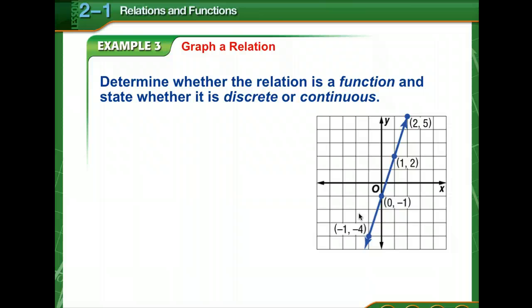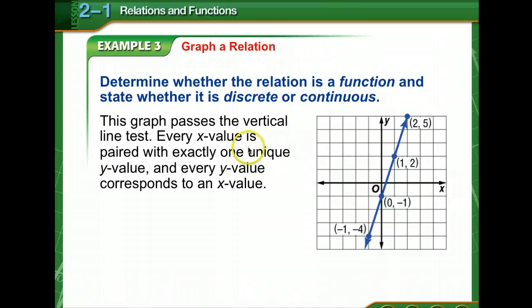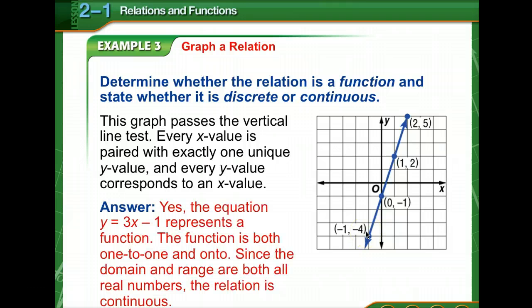Determine whether the relation is a function and state whether it is discrete or continuous. Well, this graph passes the vertical line test, and every x value is paired with exactly one unique y value, and every y value corresponds to an x value. So this equation is a function. It is both one-to-one and onto, and since the domain and range are both all real numbers, it is continuous.